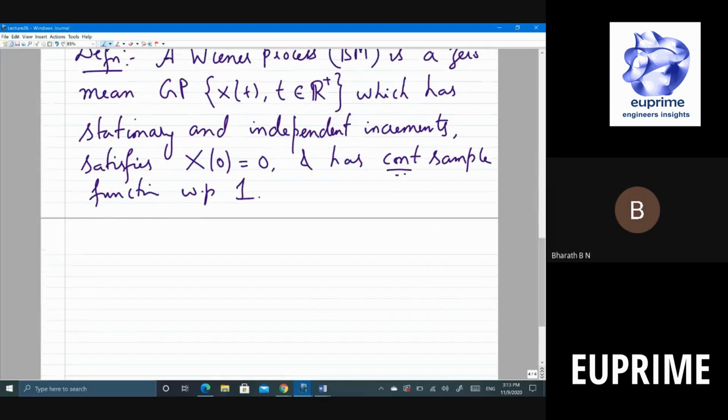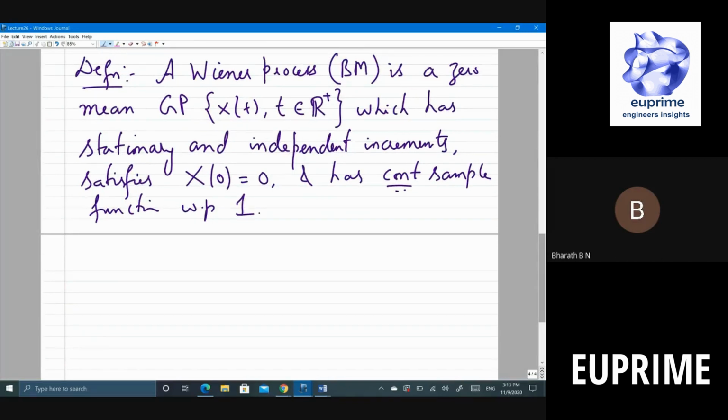So essentially what it's saying is, you take a process which starts at x of 0 equal to 0 and then evolves in a Gaussian fashion with zero mean, and it has stationary and independent increments. What do you mean by independent increment? You take any two time instances, look at the difference. That is independent of the process across two other time instances which are further away from the first two, right? They are independent. And what do you mean by stationary? It only depends on the difference, not on the time.